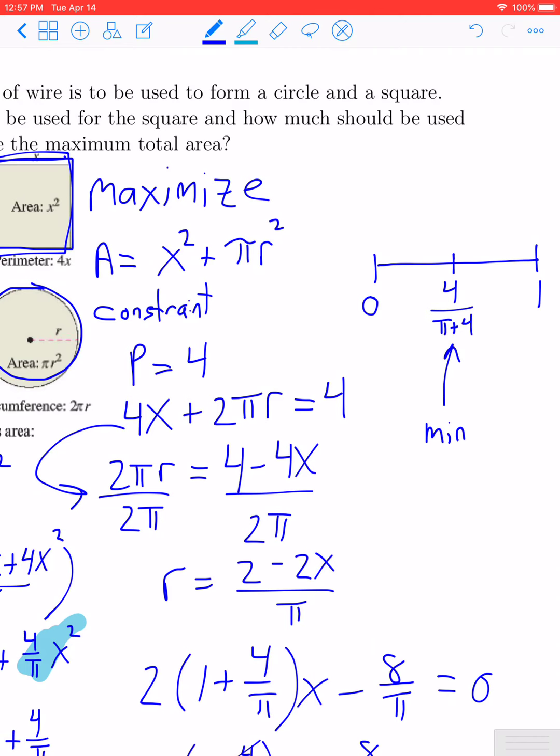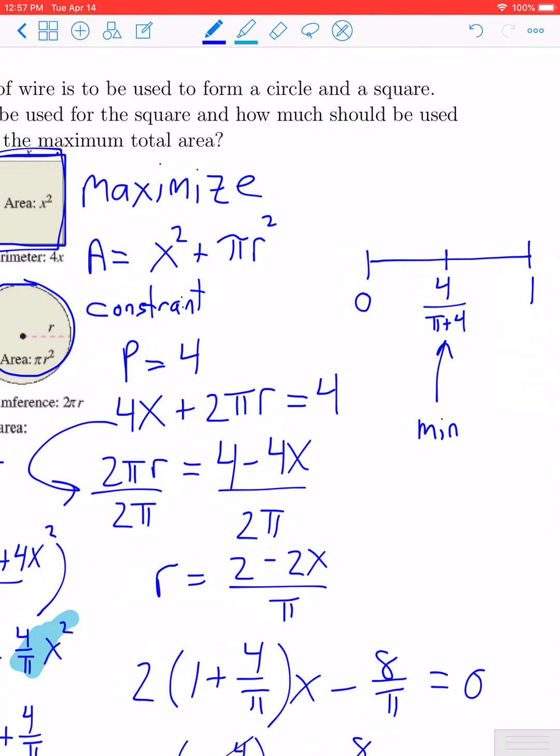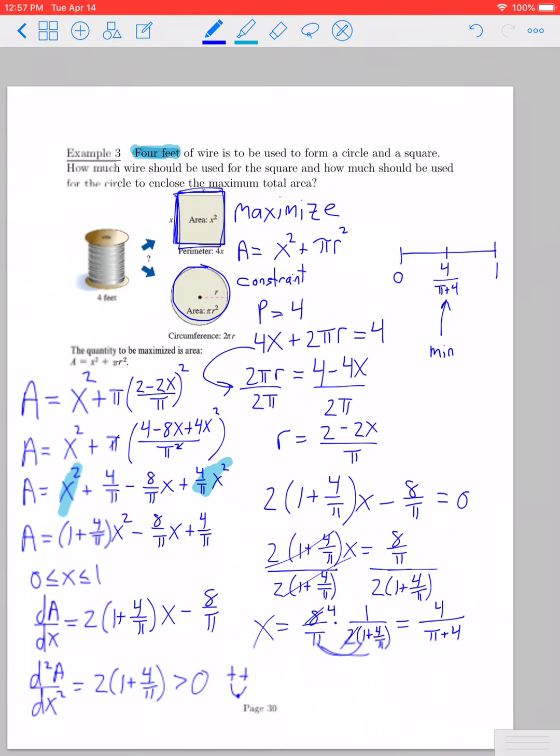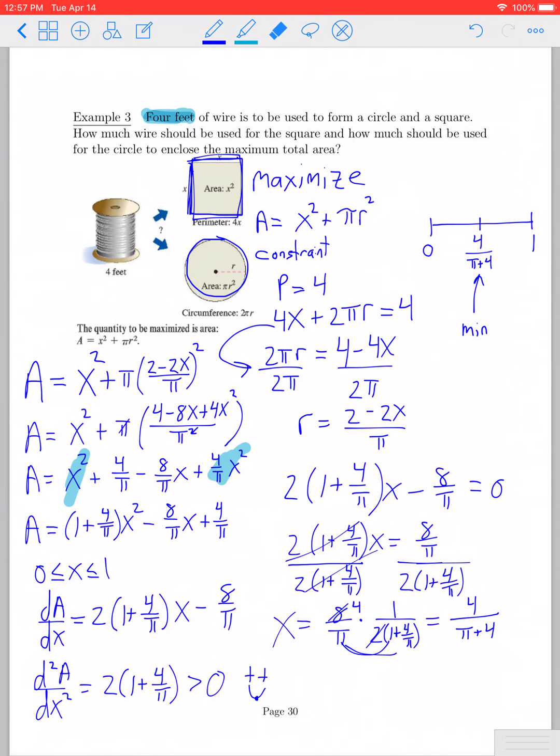And because of that, what that's going to tell us is that our maximum area is going to occur at one of the endpoints of this interval. For example, if I were to plug, let's say, x equals 0 into our area function, let's come over here.